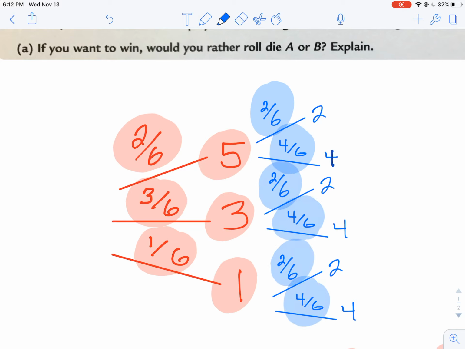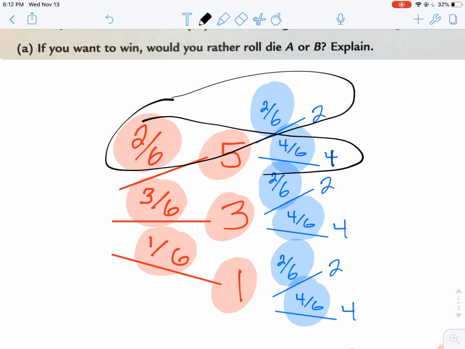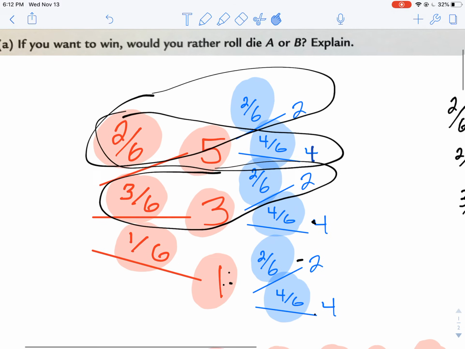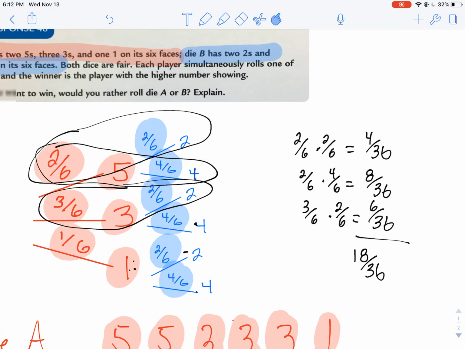And then I figured out, okay, in this case, die A would win. Right here, die A would win as well. Right here, die A would win. After that, 1 and 4, die A would lose. Die B would win. So die A, again, would lose for 1 and 2. Die A would lose for 1 and 4. And then I just calculated the probabilities.